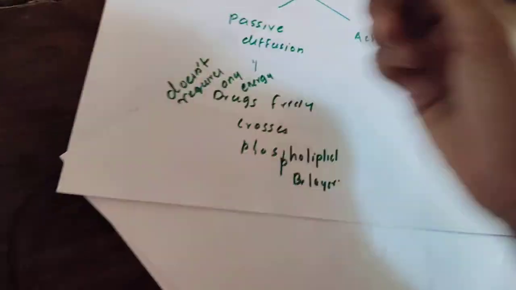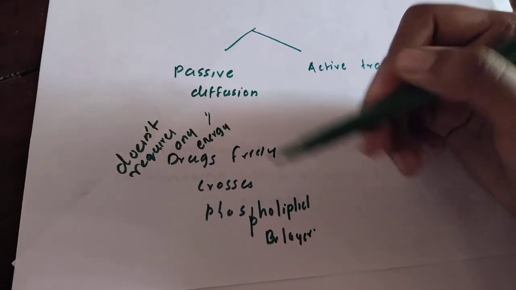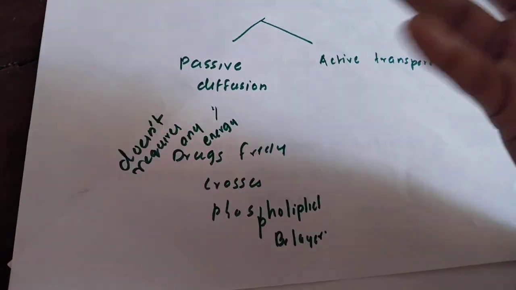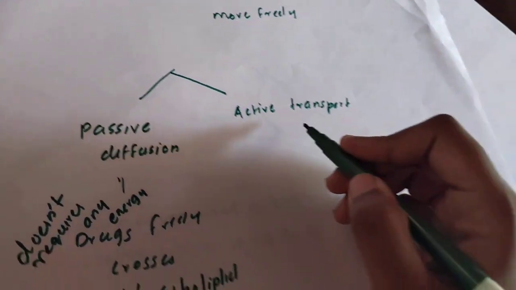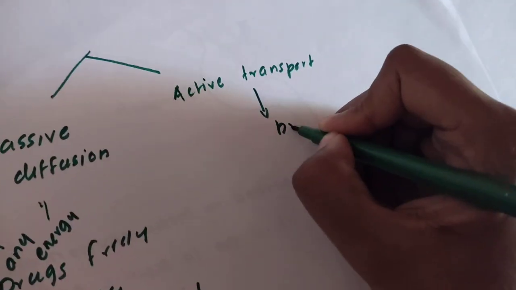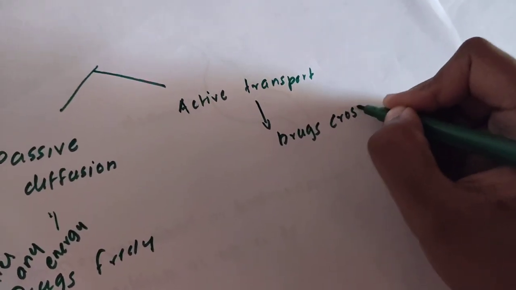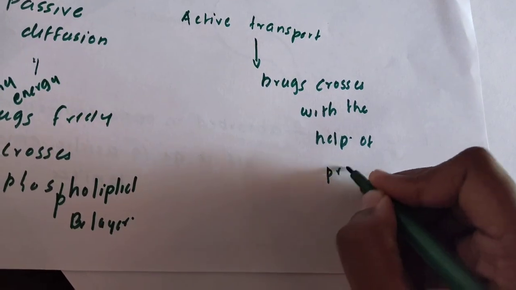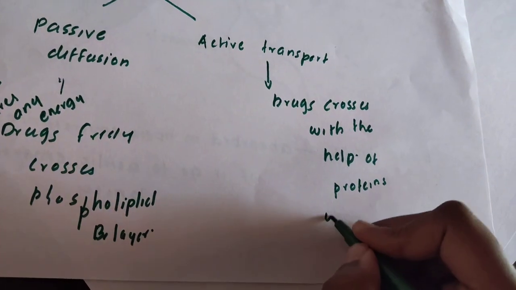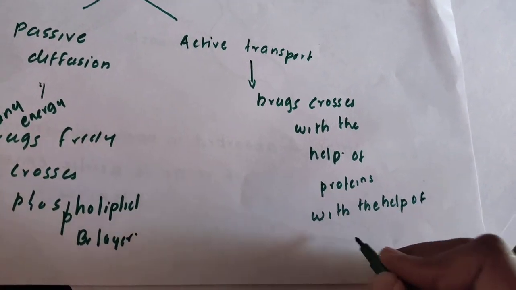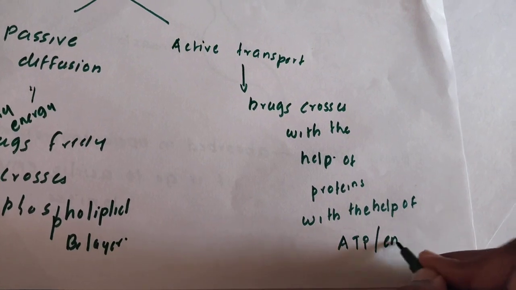That is passive diffusion: drugs freely cross the phospholipid bilayer without any expenditure of energy. But what about active transport? Just opposite to passive diffusion, the drugs cross with the help of proteins, with the help of ATP, or we can call it energy.